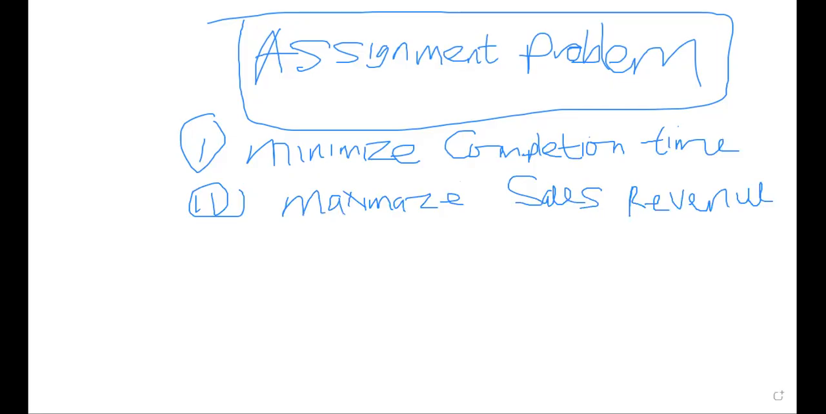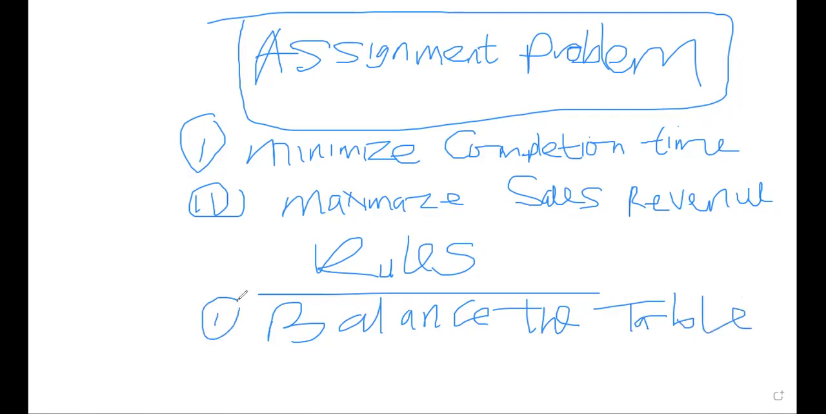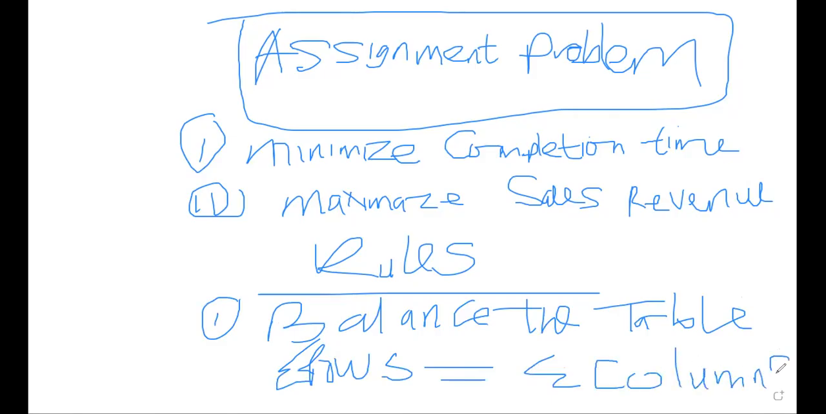So today, of course, in another class I talked about assignment problem rules. So the rules, number one, we just need to know that we have to balance the table. Other rules I'll be explaining as we solve, which means summation of the rows should be equal to summation of the columns. If the table is not balanced, balance it by creating a dummy.